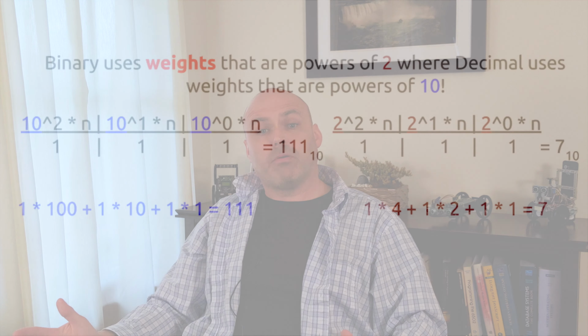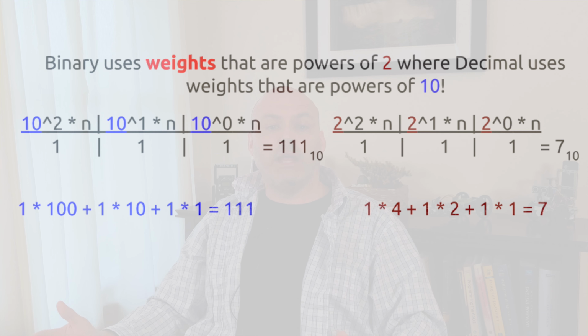Of course, we already knew this, and this seems ridiculous when we look at it this way because it's intuitive to us. We've used decimal our whole lives. But we can use this same idea to take numbers in different bases and convert them so that we know what the decimal value is. In binary, the process is the same, except that the weights are different.